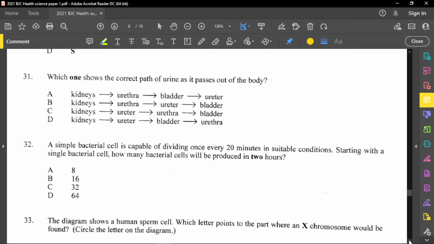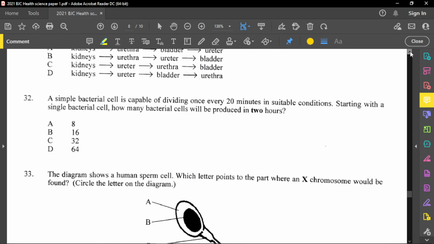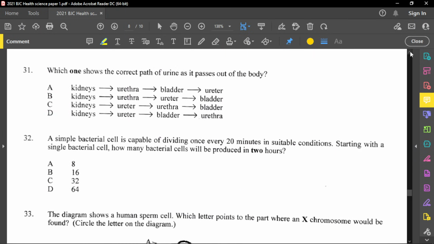Next question. Question number 31, and then we have 9 more questions to go. It said, which one shows the correct path of urine as it passes out of the body? First, urine is made by the kidney. All the options here have kidneys first, so yes, start with the kidney. From the kidney it goes into the ureter. So A and B are incorrect, because the urethra should be the last thing.